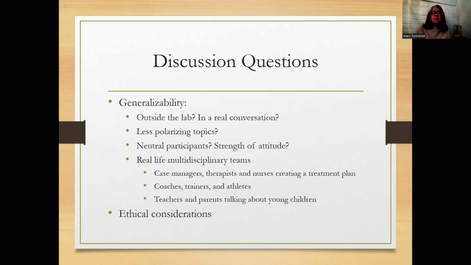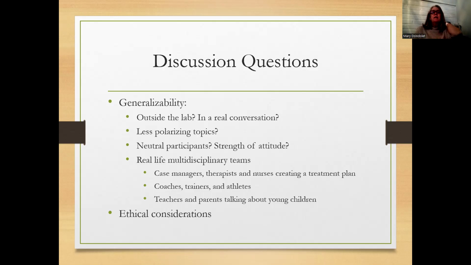How about, I love this one. How about when teachers and parents are talking about young children? If you're teaching young children and the child's having some kind of a behavioral problem, it can be really difficult to talk about that with a parent who is not open to hearing that their child isn't perfect. How much would opposed framing work in that situation?